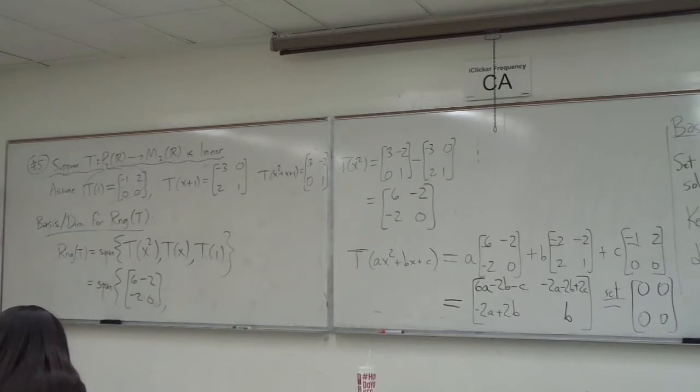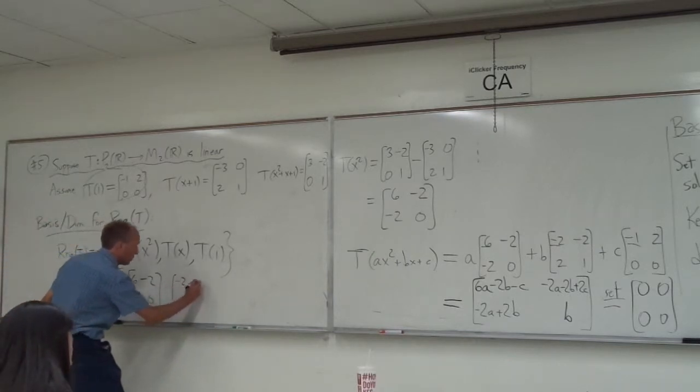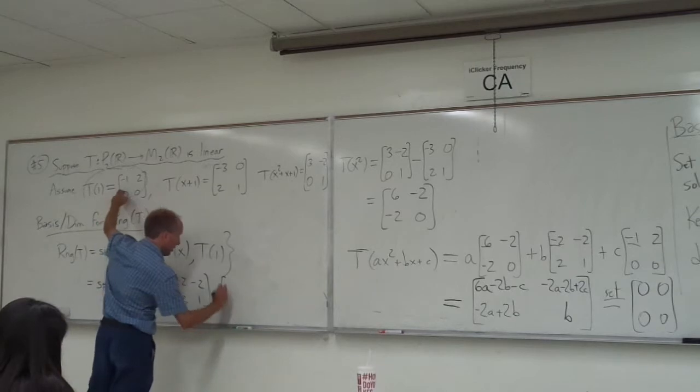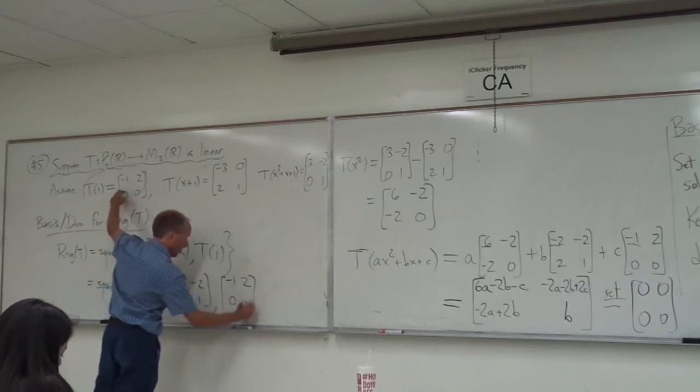T of x is, oh, I erased it. What was T of x? Oh, it's -2, -2, 2, and 1, I think, right? And then T of 1 was given here. I still have that one on the board. -1, 2, and 0, and 0.